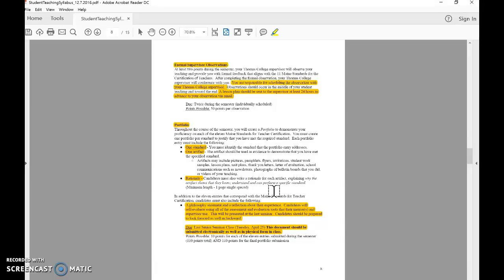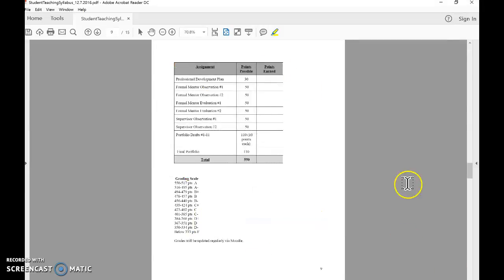And that will be presented during the last day of the seminar. So you should be prepared to submit this portfolio of the 11 standard artifact and rationales, plus the philosophy statement and reflection on the last day of seminar class, both electronically and in person. What you see down below is a breakdown of the points, so you can keep track of where you are in your progress.